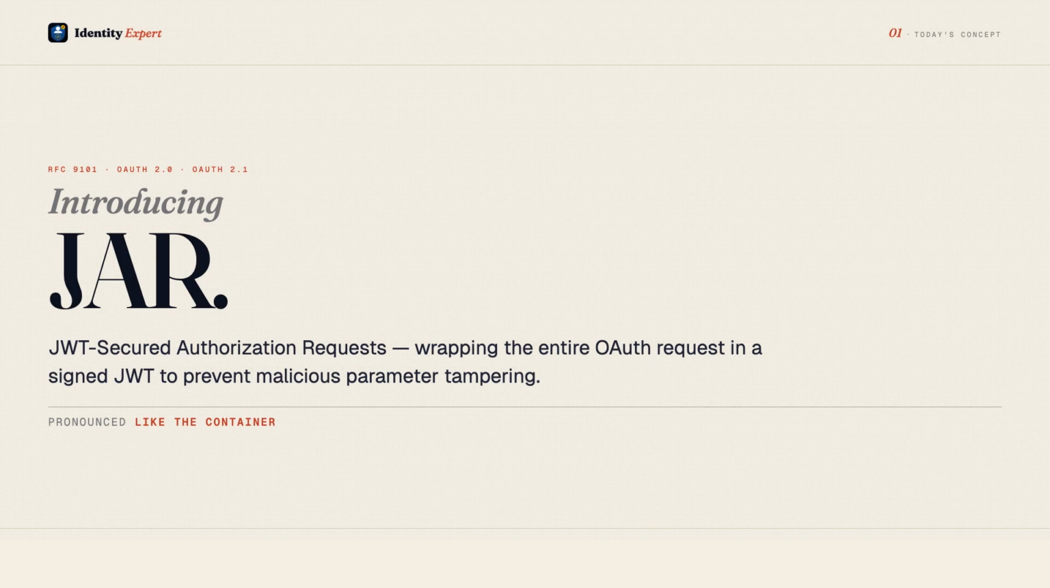JAR, pronounced just like the container, stands for JWT-Secured Authorization Requests. It's RFC 9101, and it solves one specific OAuth problem. Every parameter in an authorization request travels through the browser as a plain query string: response type, client ID, redirect URI, scope, state. A malicious browser extension or a compromised device can silently rewrite any of those before they reach the authorization server. JAR stops that by wrapping the entire request in a signed JWT.